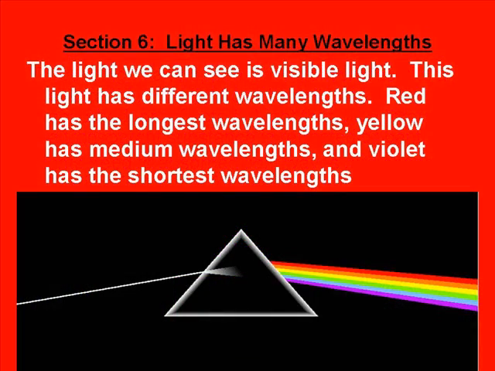Important facts from Section 6, light has many wavelengths, is that light we can see is visible light. Remember though that visible light is only one part of the electromagnetic spectrum, but it is the only part that we can see. There are other parts of the electromagnetic spectrum like radio waves, microwaves, TV waves, gamma rays, X-rays, etc., etc. But visible light is the only part of the spectrum that we can see. This visible light comes in different wavelengths. Red has the longest wavelength, yellow has the medium wavelength, and violet has the shortest wavelengths.